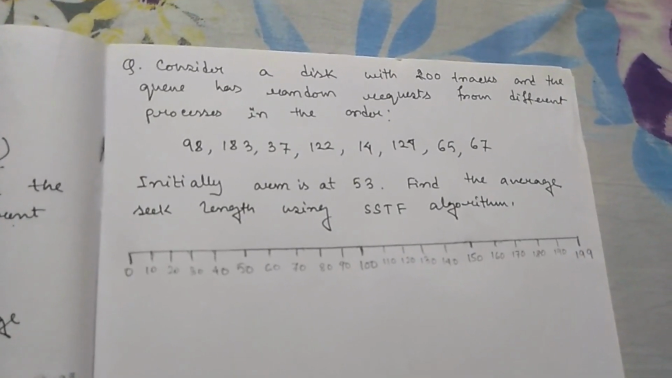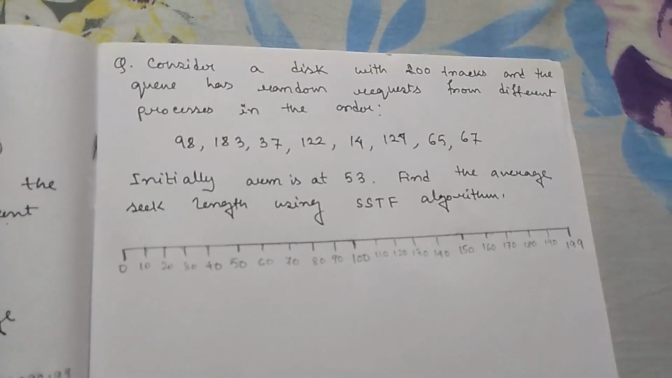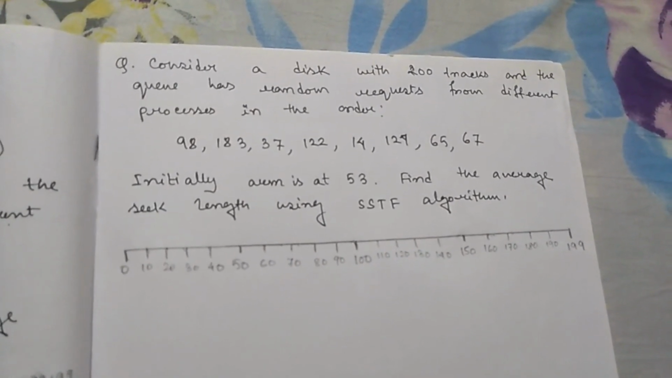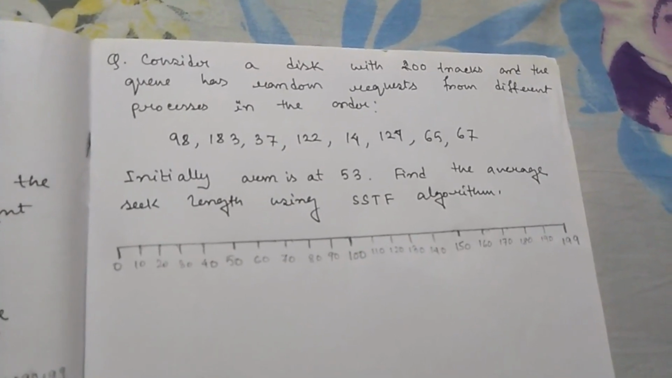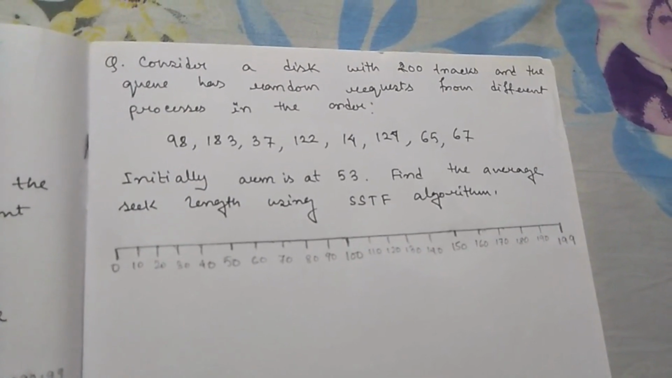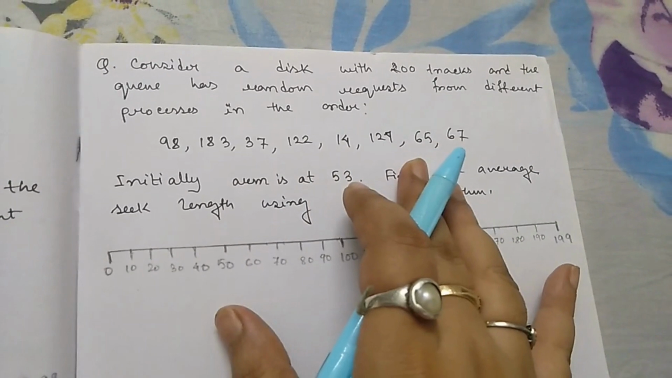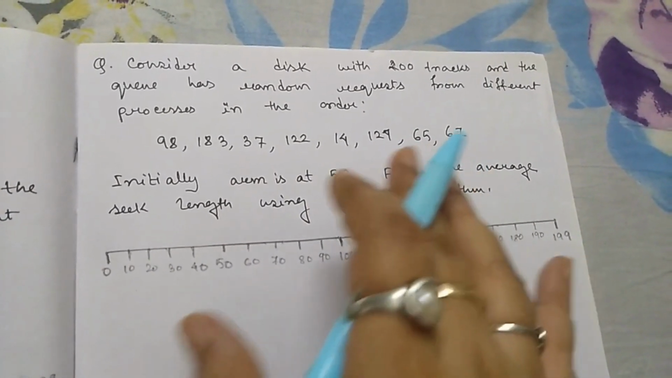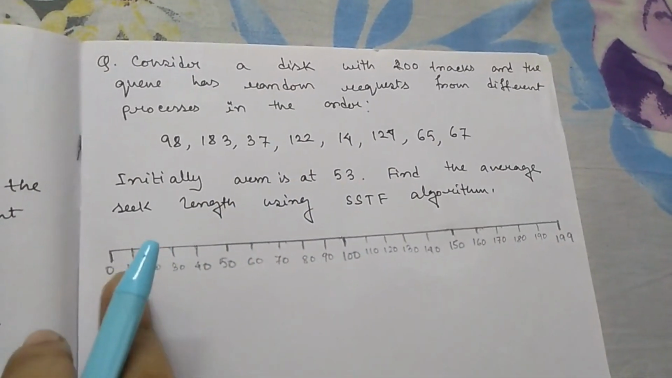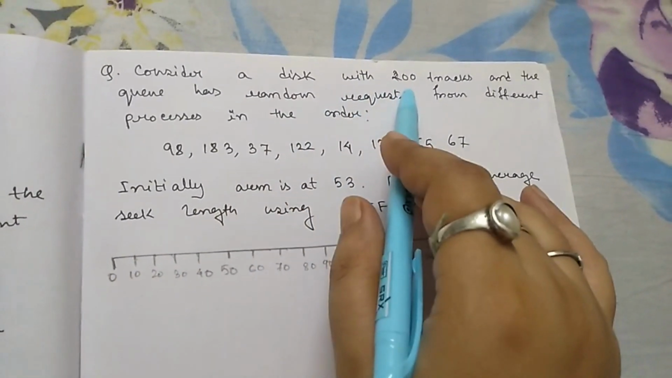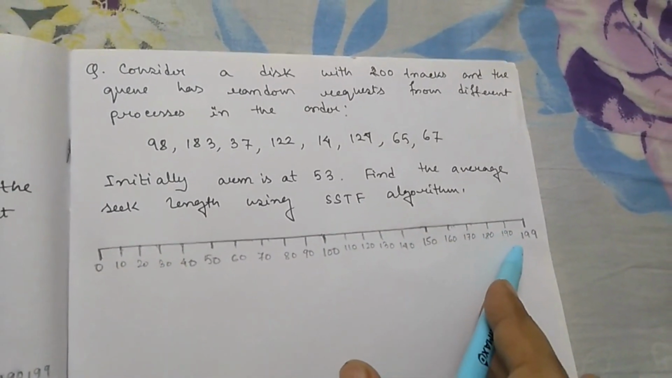Here we consider another example of SSTF, that is the shortest seek time first. In this question again 200 tracks are given and the ready queue is 98, 183, 37, 122, 14, 124, 65 and 67, and the head is 53. So the disk has 200 tracks, that's why it's from 0 to 199.